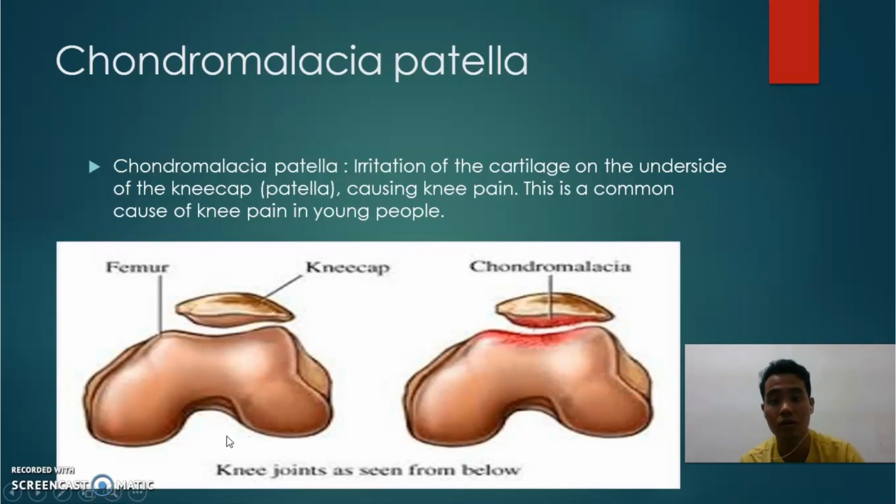Chondromalacia patella is the irritation of the cartilage on the underside of the kneecap, the patella, causing knee pain. This is a common cause of knee pain in young people. Okay, this is the normal one. You can see the femur and the kneecap in the healthy one, and we can see the chondromalacia patella, the red one. Then you can see the irritation of the cartilage on the underside of the kneecap.